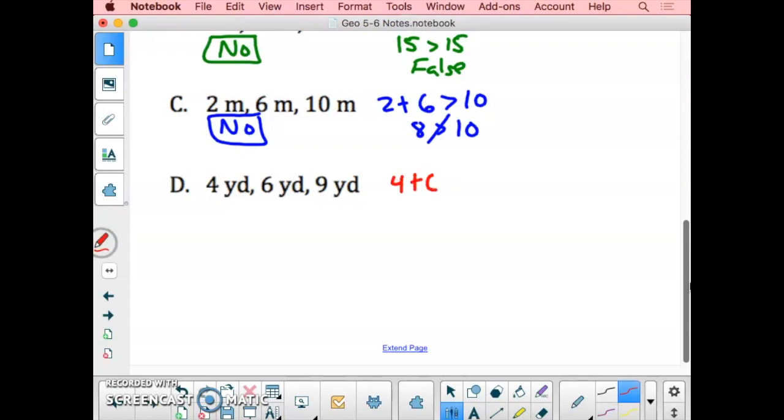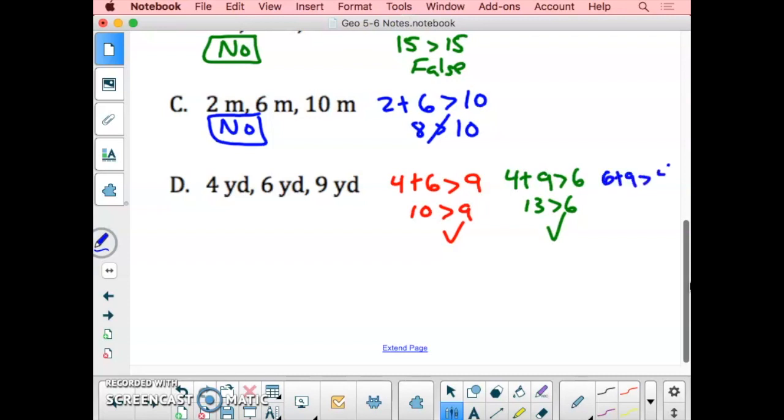Is 4 plus 6 bigger than 9? Well, 10 is bigger than 9, so this one's good. Is 4 plus 9 bigger than 6? 13 is bigger than 6, which is good. And then the only one I haven't had by itself is the 4. Is 6 plus 9 bigger than 4? 15 is bigger than 4, so this one works out. Since all three statements are true, then we know that you can make triangles with those side lengths. Okay? That's called the triangle inequality theorem.